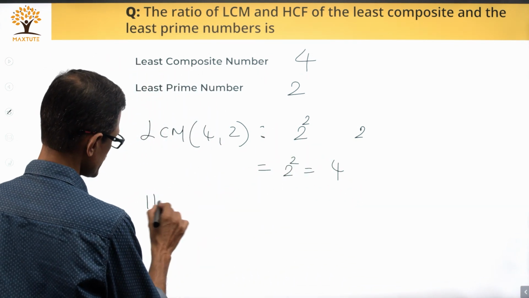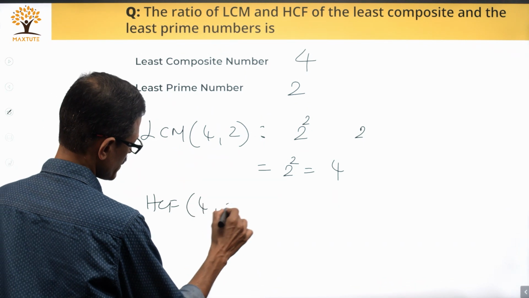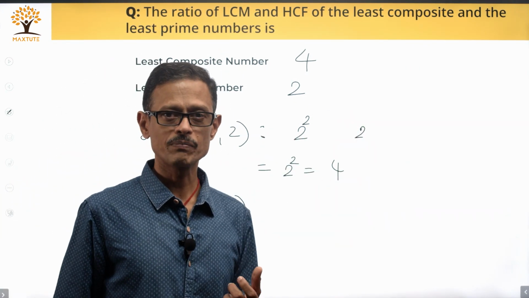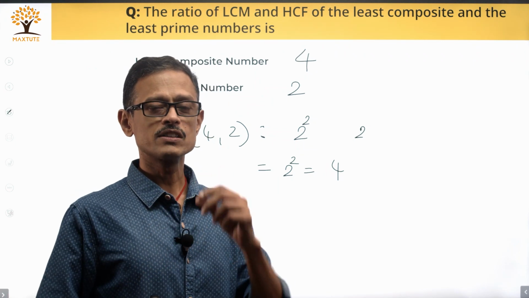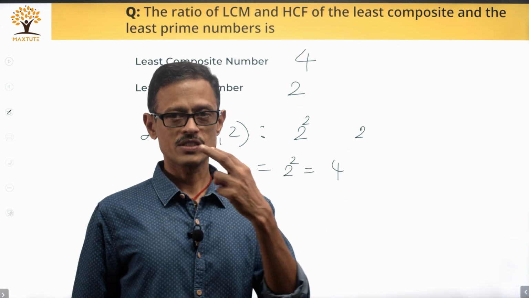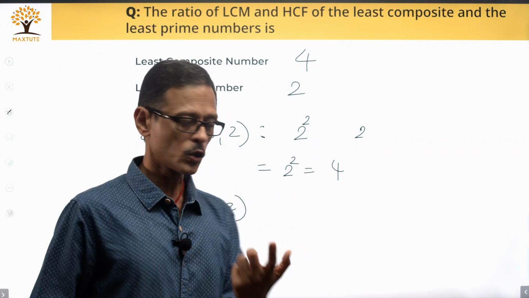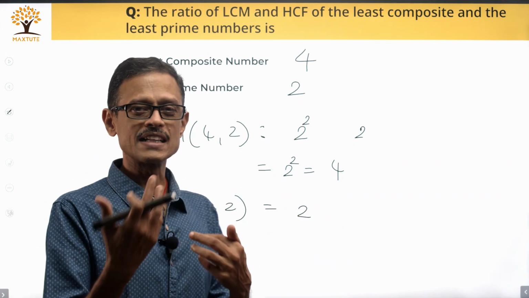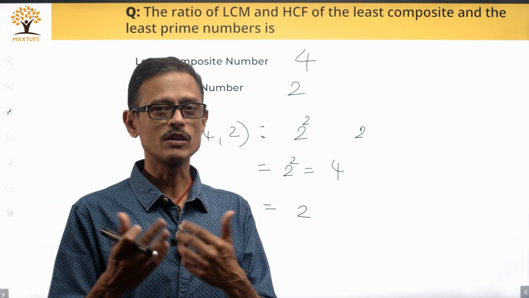Step 2, we'll find out the HCF of 4 and 2. This first step is again prime factorizing both the numbers. We have prime factorized the numbers as 2 square and a 2. HCF is a product of the smallest power of common primes. The only common prime that we see between the 2 numbers is a 2. The smallest power of 2 is a 2 power 1. So the HCF of these 2 numbers is a 2. So even otherwise you would have known the LCM of 2 and 4 is a 4. The HCF of 2 and 4 is a 2.